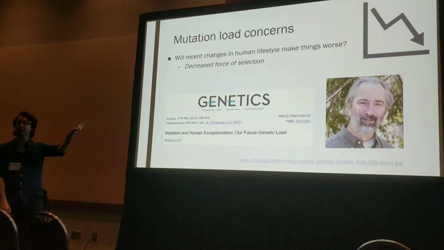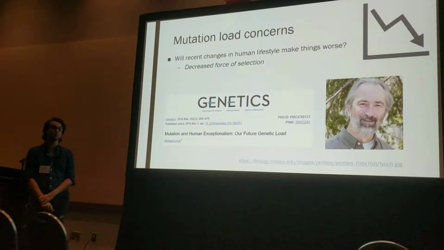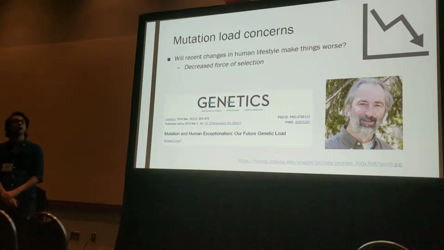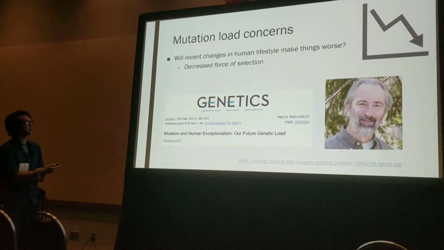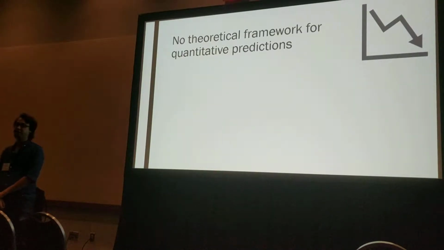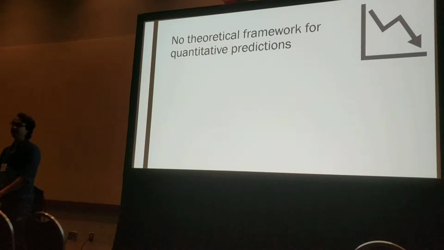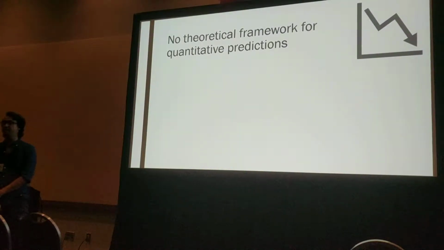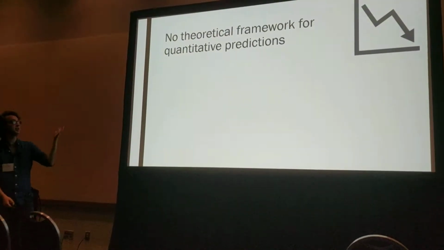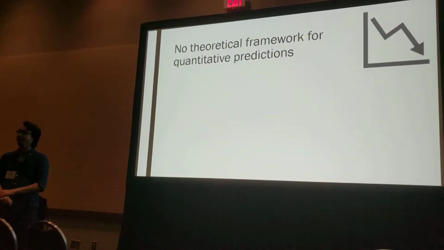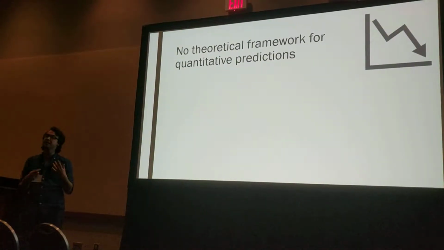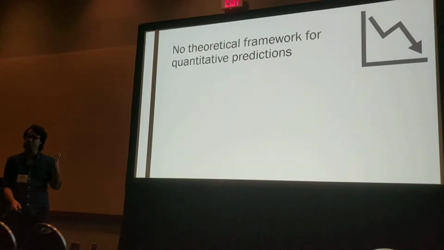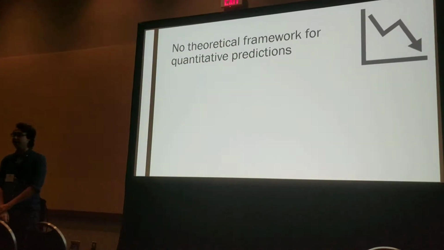People are still very worried that this mutation load problem could be very real for human populations and could be getting much worse. The main thing I do want to point out here, though, is that all of these dire warnings come with very little quantitative predictions to back them up. The reason for this is that there just isn't a clear theoretical framework for what you would expect to happen to mutation load under an increasing mutation rate or under a relaxation in selection.